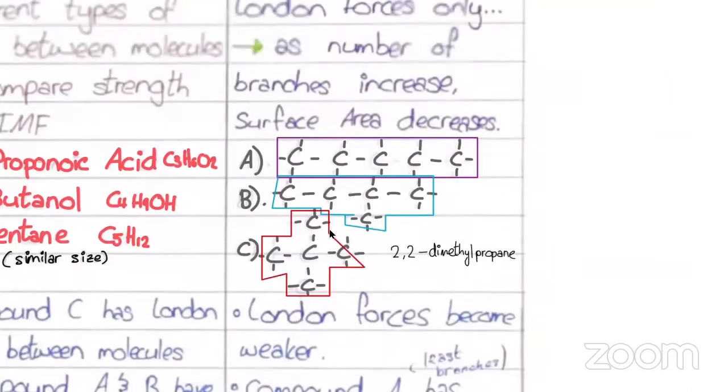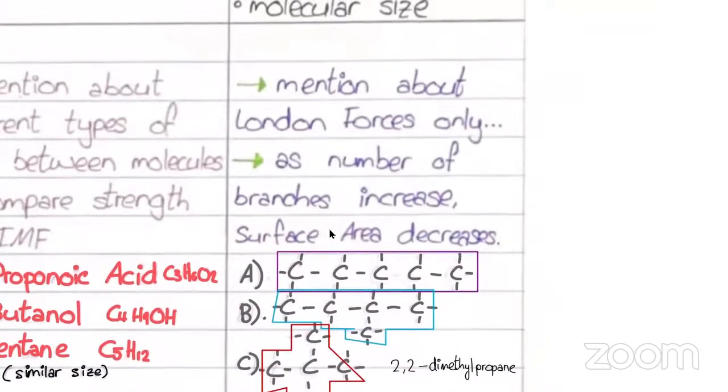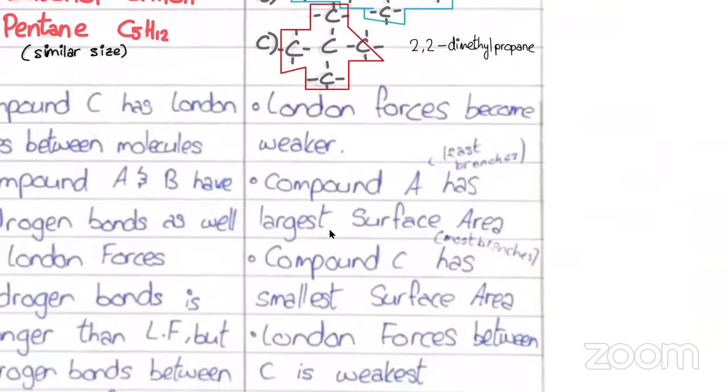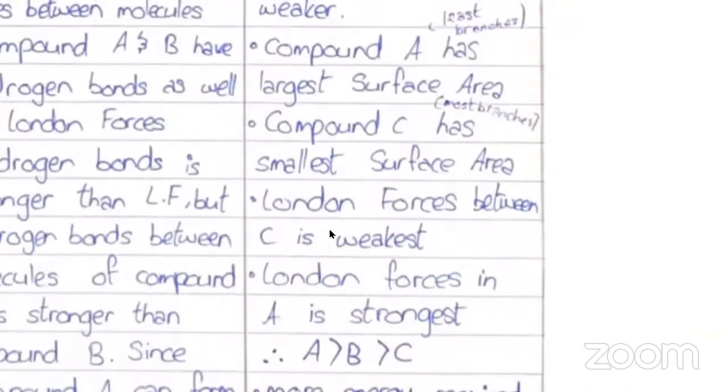Okay, so what happens essentially, they tell us to mention London forces only, and we say that as the number of branches increases, the surface area decreases. If we compare A, B, and C, the surface area of A is the largest, and the surface area of C is the smallest. So London forces become weaker. Compound A has the least amount of branches and therefore has the largest surface area. Compound C has the most branches and the smallest surface area. The London forces between C molecules are the weakest and those between A molecules are the strongest.